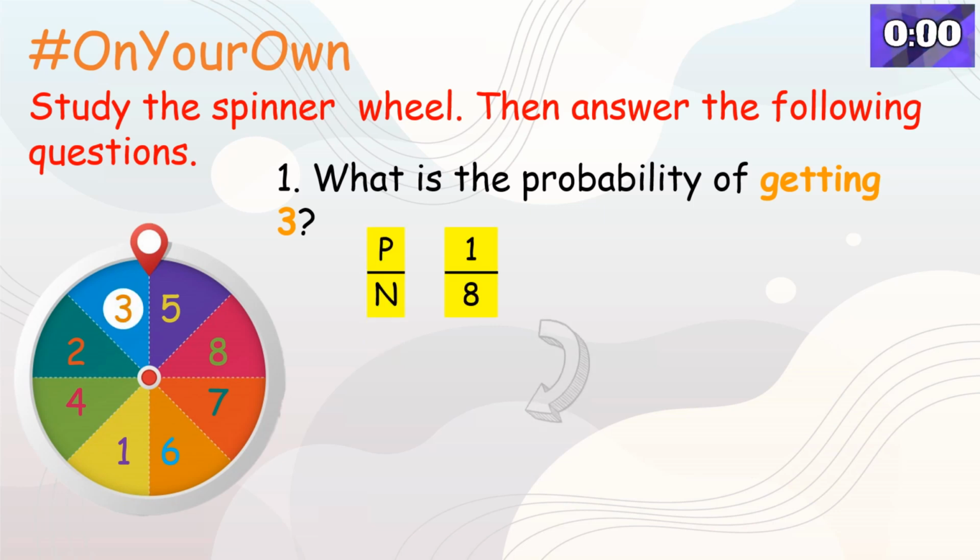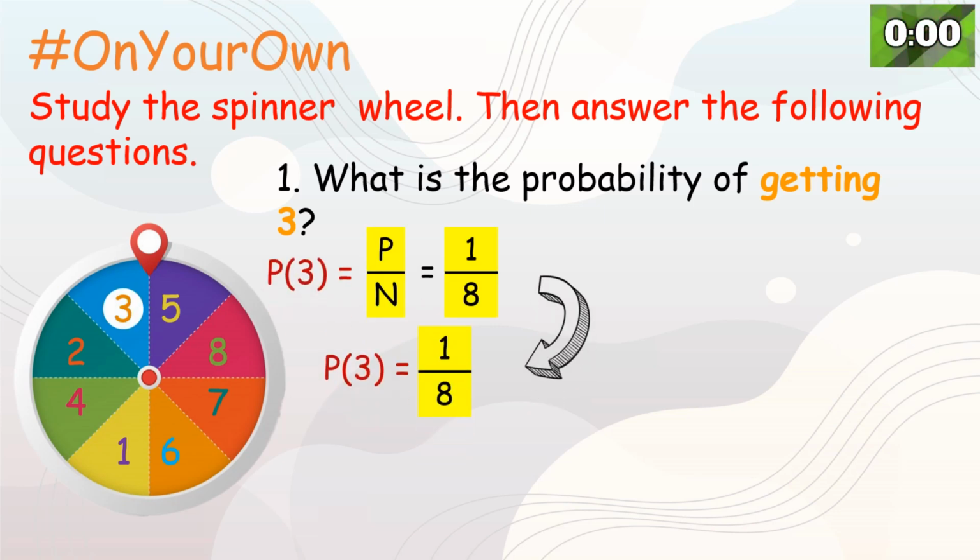So, the correct answer is P of 3 or probability of 3 is equal to P over N. So, P or probability is equal to 1, then N is equal to 8. So, since isa lang naman po ang 3 dyan, so 1 po ang probability natin, then how many times na iikot siya or how many times ang pipilian natin is 8. So, therefore, P of 3 or probability of 3 is equal to 1/8. Alright. So, I hope na tama ang inyong sagot.